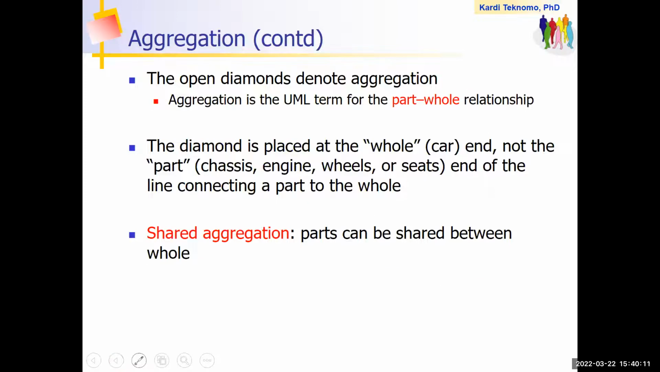Next. An open diamond represents aggregation. That means the whole and the part. The car is the whole. And then the chassis, the engine, the wheel, the seat are the parts. So that is called aggregation. If you have a whole and the part, you model it as aggregation.